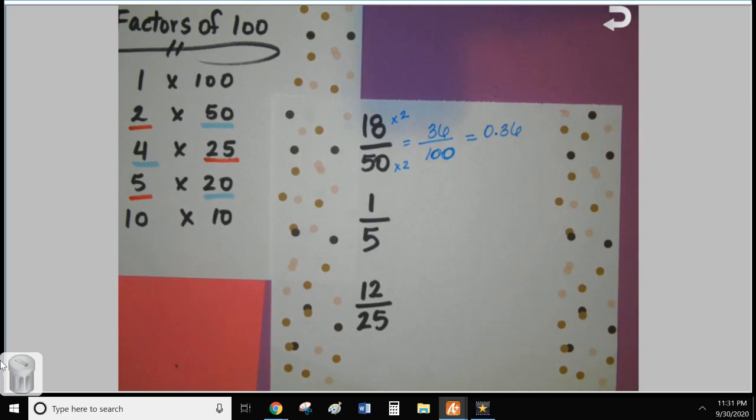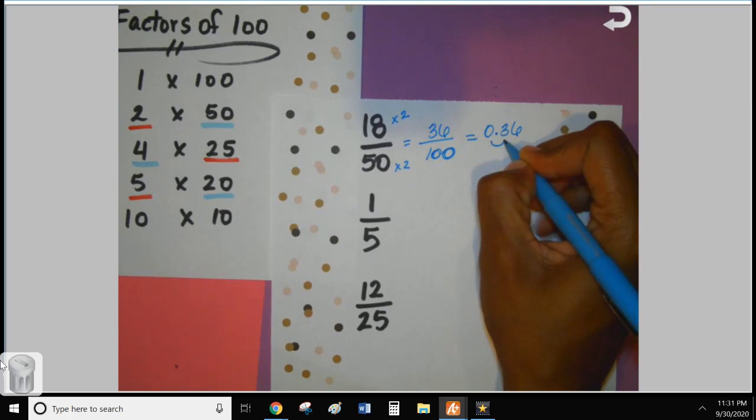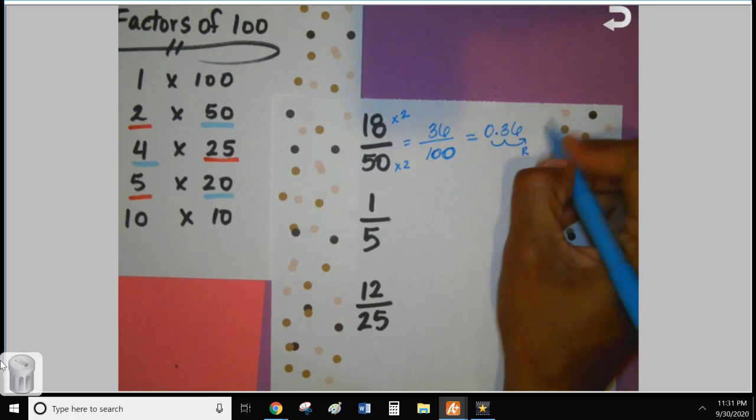Look how quickly I got that decimal. And then if I needed to make it into a percent, I would move it 2 places to the right, and I would get 36%.